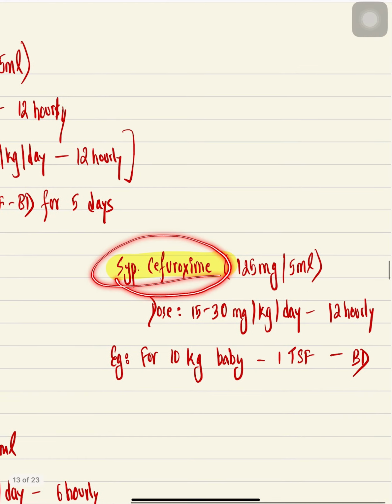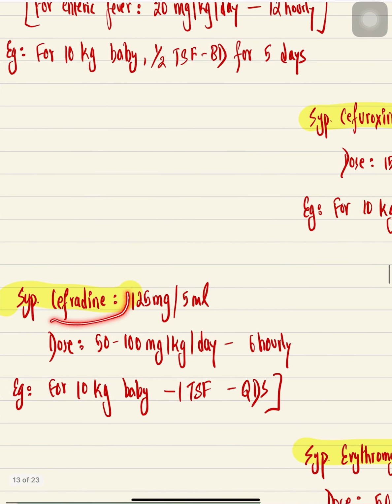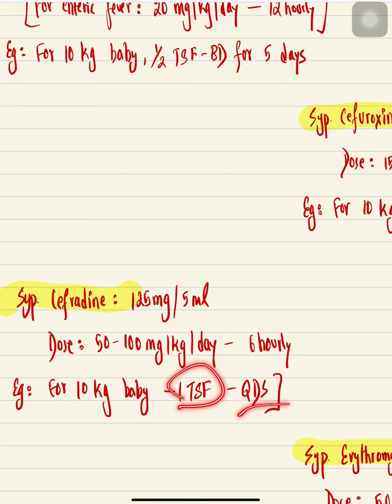Syrup cefuroxime 125 mg over 5 ml. The dose is 15 to 30 mg per kg per day, 12 hourly. For a 10 kg baby, 1 TSF BD. Syrup cephradine 125 mg over 5 ml. Dose is 50 to 100 mg per kg per day, 6 hourly. For a 10 kg baby, 1 TSF QDS.